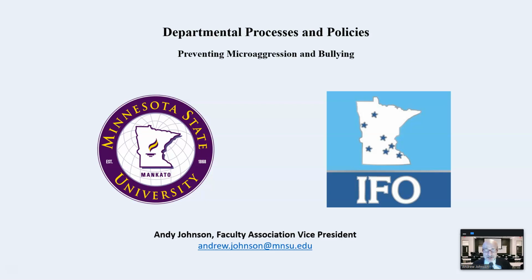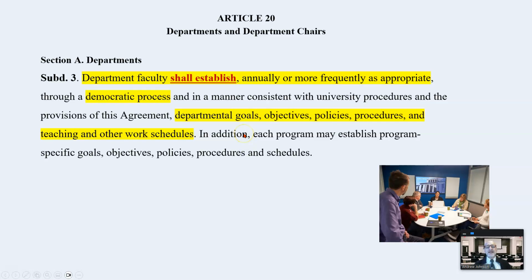And this short video is to look at some department processes and policies, and this is done to avoid problems. Let's take a look and prevent microaggression, bullying, and harassment, of course. So let's take a look at what the contract says about departments and department chairs.